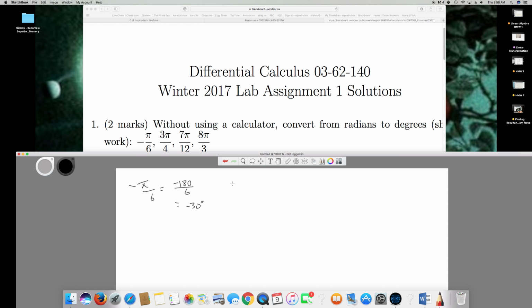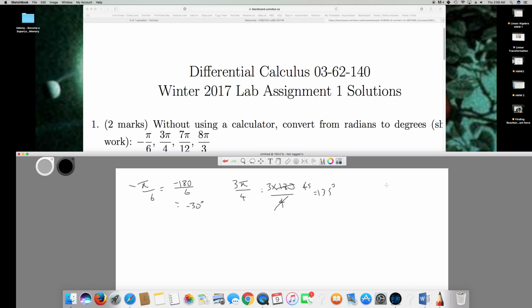The second question is 3π/4. 3 times 180 over 4. So 180 divided by 4 is 45 degrees, and 45 times 3 is going to be 135 degrees.